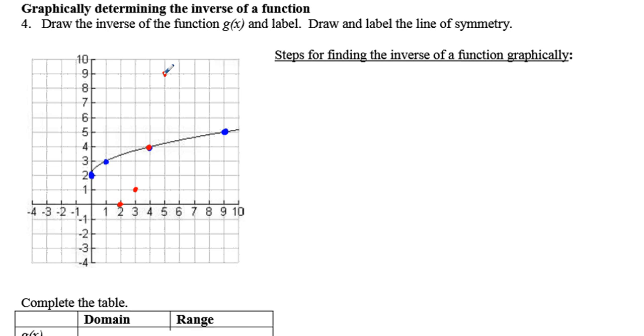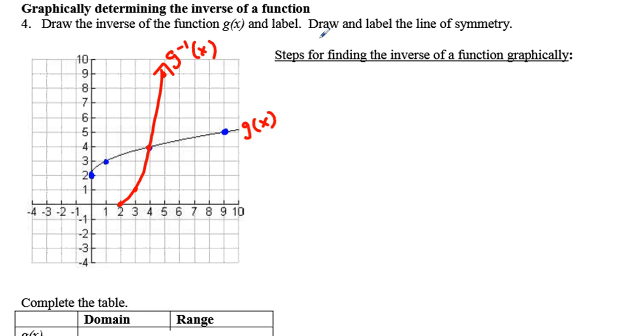Okay, so then just do your best. This is like a radical graph. This is like the top half of a parabola. So this is going to be like the right half of a parabola, okay? And then I'm just going to put a little arrowhead on there. And now we have to label them. It says label. So this one was called g of x. So this one is called inverse of g of x, right?